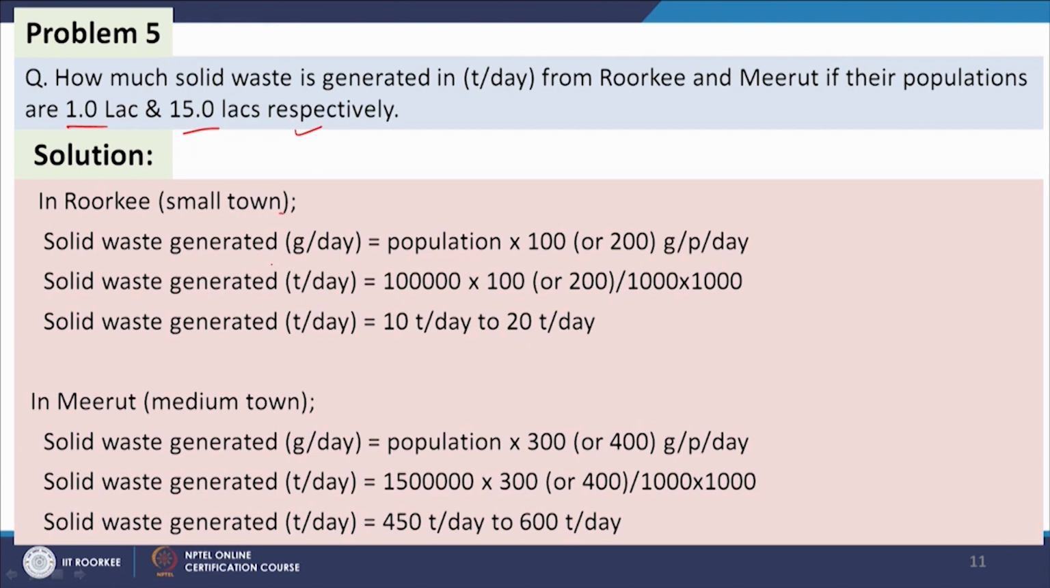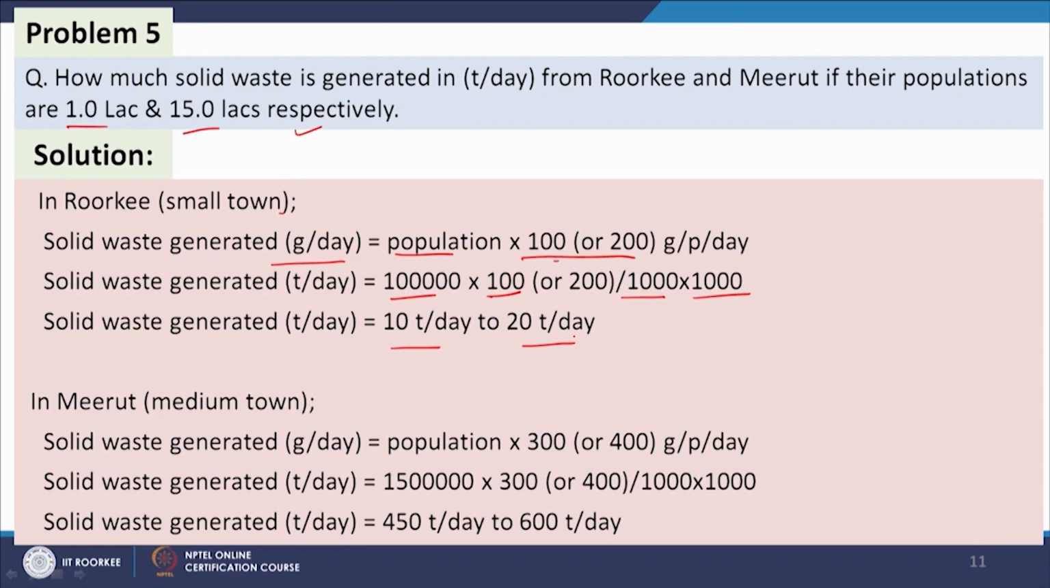So, for solid waste generation, we know that it is 100 to 200 gram per day per capita. So, if we multiply the population with this rate of production, we will be getting the solid waste generation per day. So, in this case 1 lakh into 100 or 200. So, we will be getting this in gram. So, we will convert it into kg by dividing by 1000 and to ton by dividing again by 1000. So, we will be getting 10 ton per day to 20 ton per day. So, this is the waste generation in Roorkee per day.